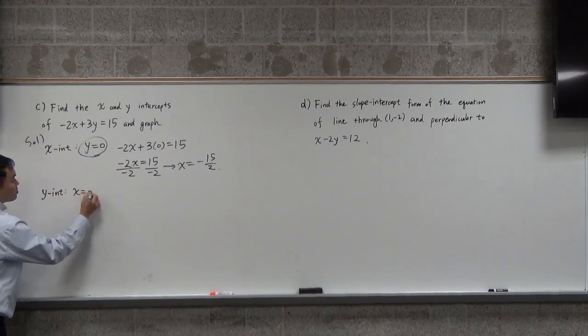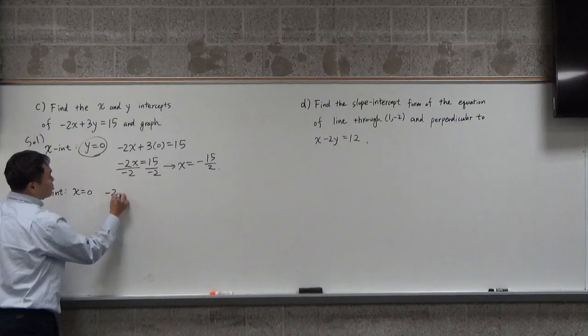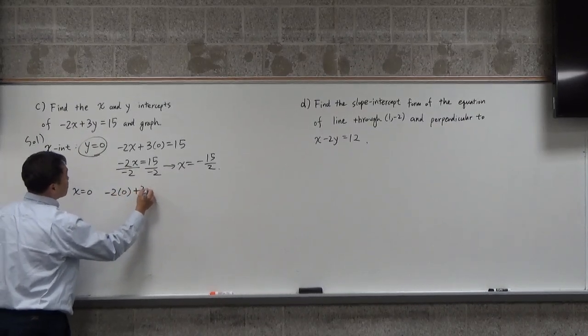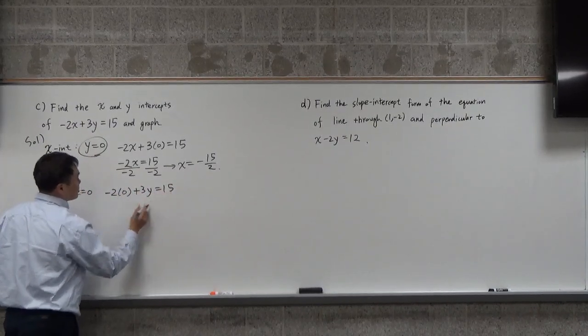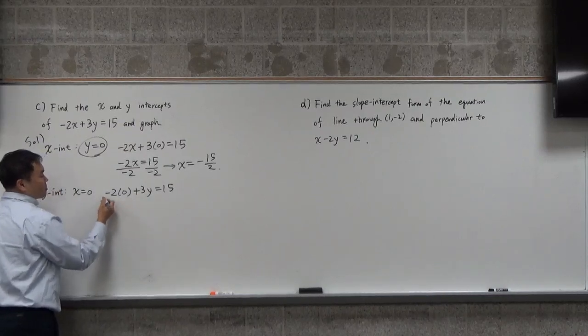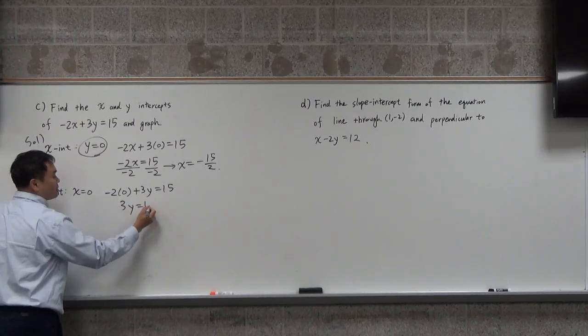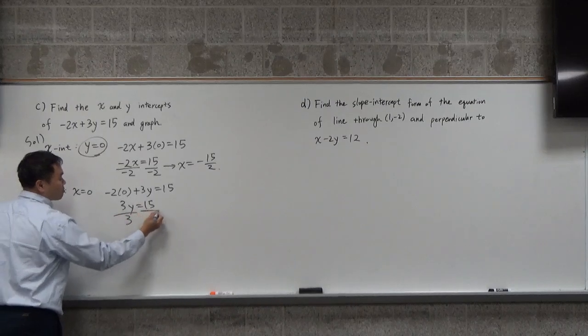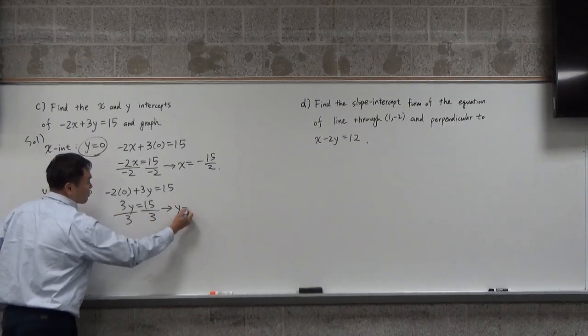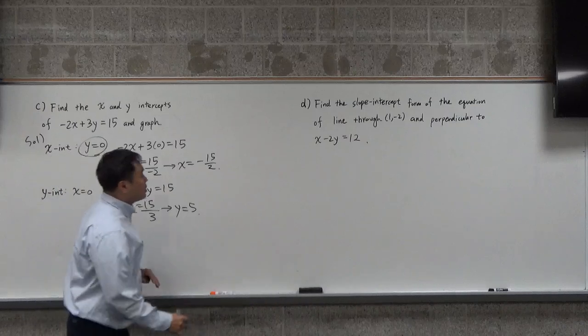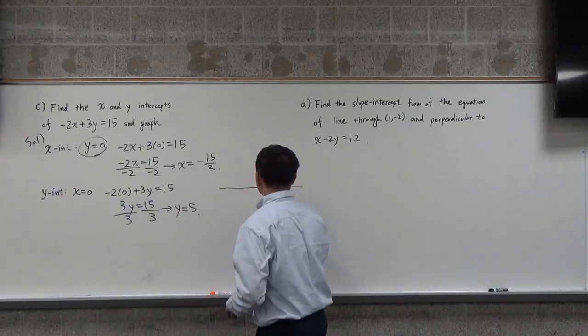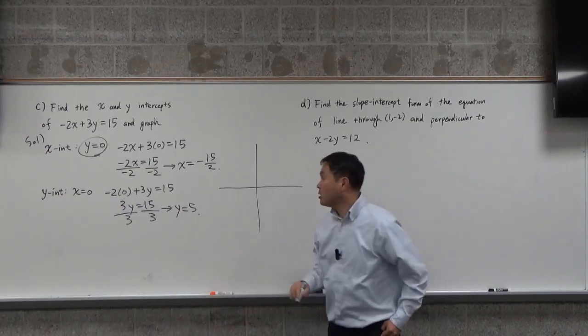What about the y-intercept? You set x equals 0, so you have -2 times 0 plus 3 times y equals 15. Since this is just 3y equals 15, you divide by 3 on both sides and you get y as 5. Okay, so that will allow us to draw the graph easily.